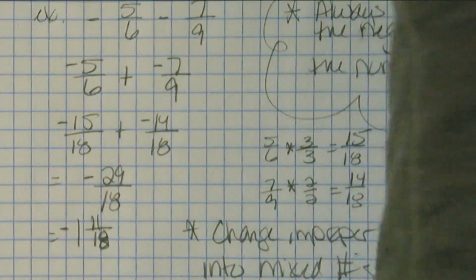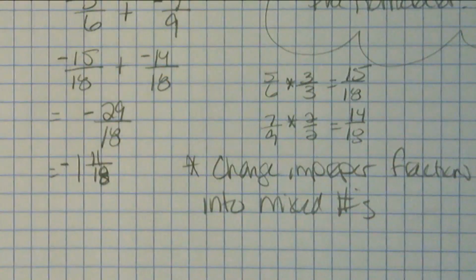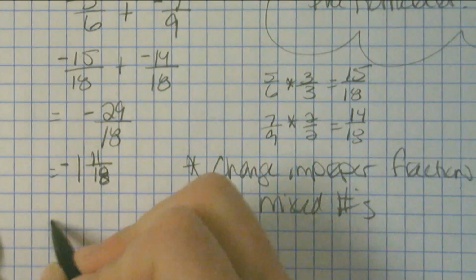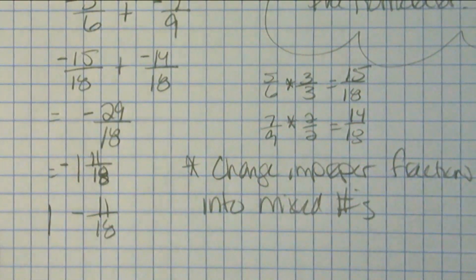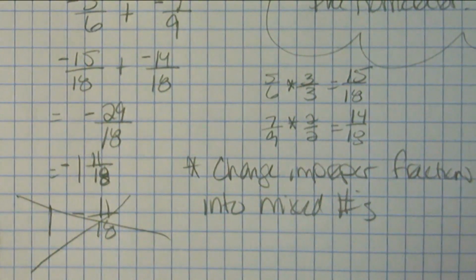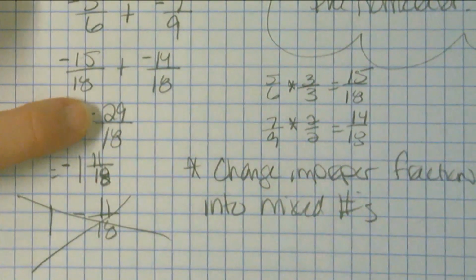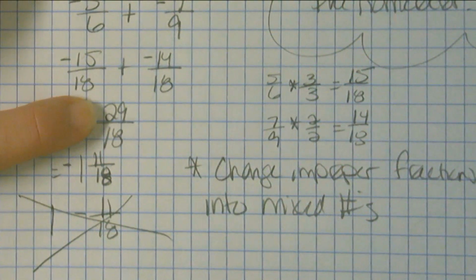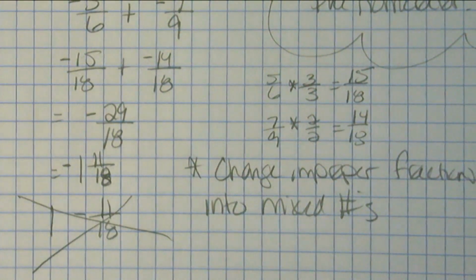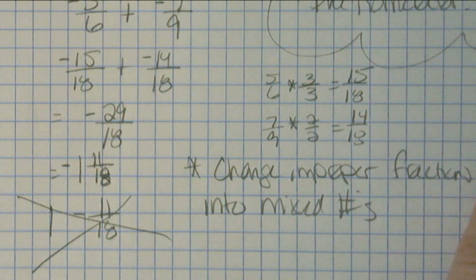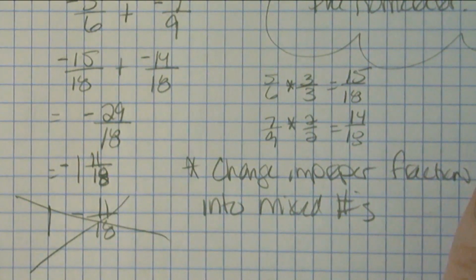Your fraction at 11/18 is never going to be negative. Like, you're not going to have 1 and a negative 11/18. That doesn't make any sense. So when you're simplifying these, take the negative sign off of it, put it into a mixed number, and put the negative out in front of the whole thing. You guys cool with that?